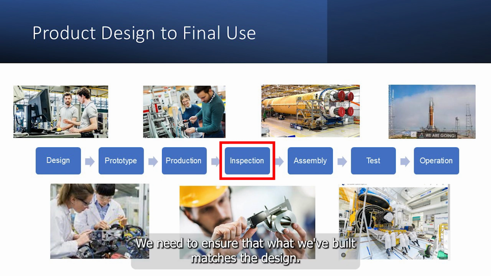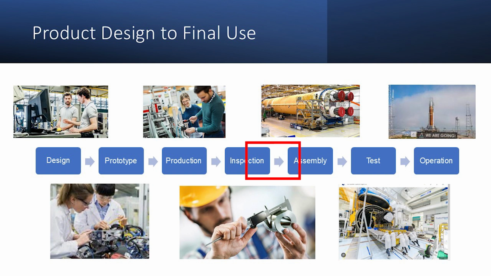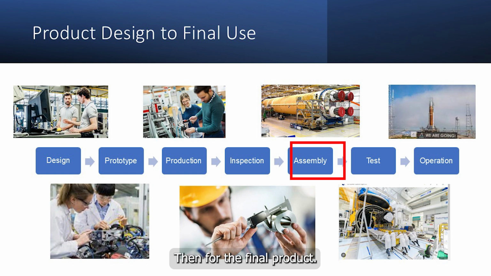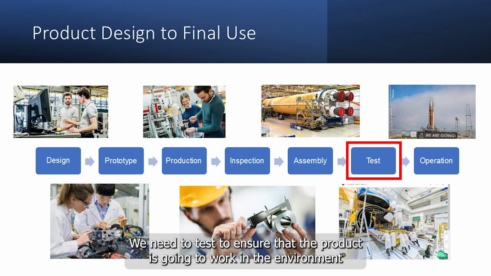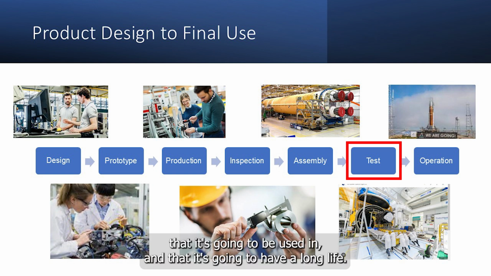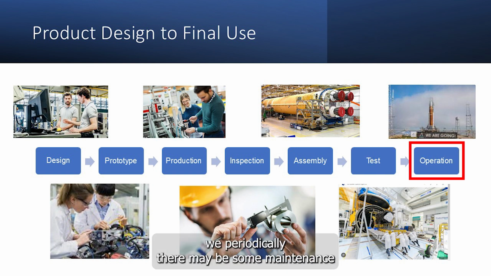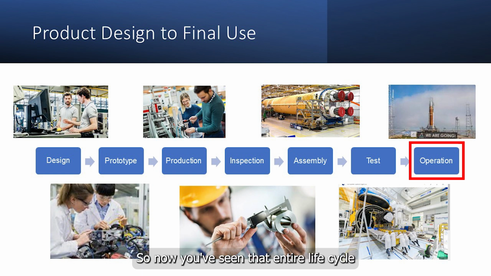Inspection is important. We need to ensure that what we've built matches the design. So we use all kinds of instruments for measuring. Then the assembly, we've made sub-assemblies, components, parts, all that comes together then for the final product. And we have to test. We need to test to ensure that the product is going to work in the environment that it's going to be used in and that it's going to have a long life. And then once we're in operation, we periodically, there may be some maintenance or some rework that has to happen with a product. So now you've seen that entire life cycle for manufacturing.